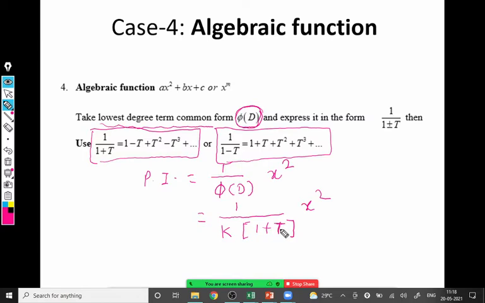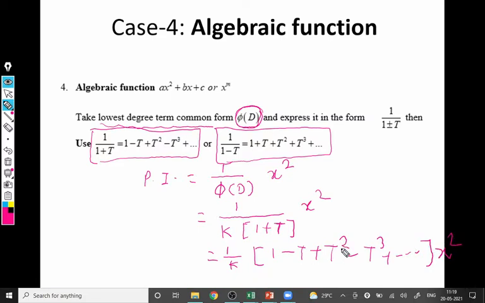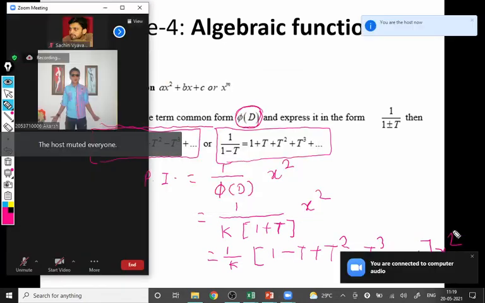As it is in the form of d, and we know that it is x square, d is a derivative operator, and we write like this, suppose 1 upon k, and we write 1 minus t plus t square minus t cube and so on, of x square. So this is an infinite series. But as it is x square and t is in the form of d, you will observe for x square the maximum power of d should be 2 only, because the second derivative of x square exists.